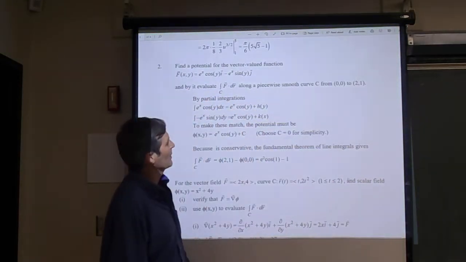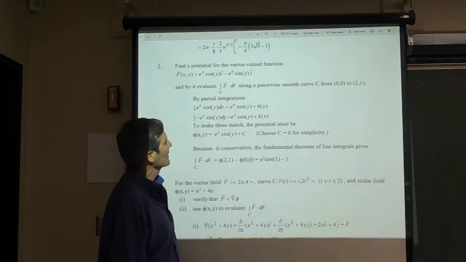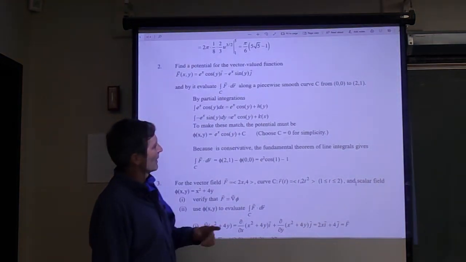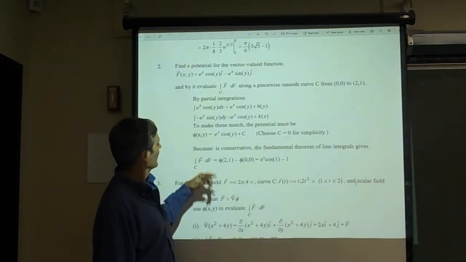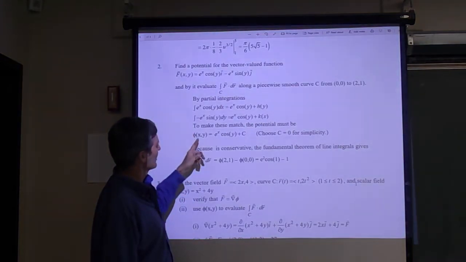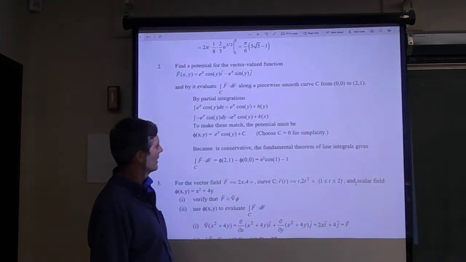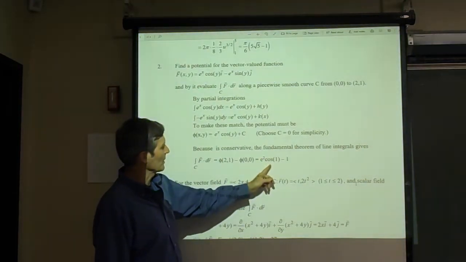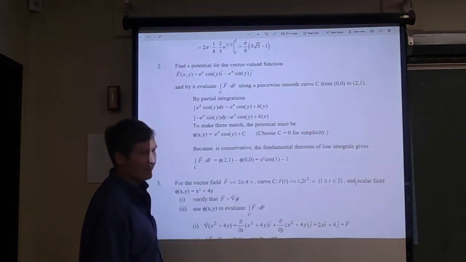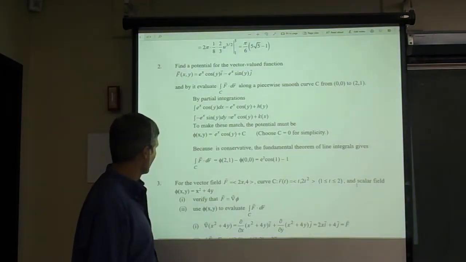It actually doesn't matter what path you take. For a conservative field along any piecewise smooth path, this integral will be the same. And so its value is going to be phi at the final point minus phi at the initial point, which is e squared cosine 1 minus 1. Alright, so that's that one.